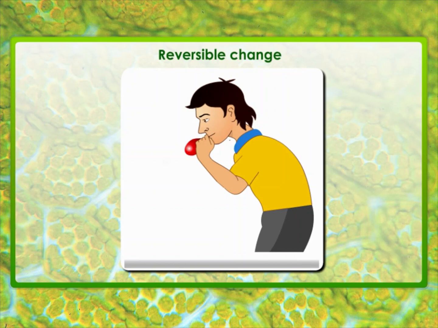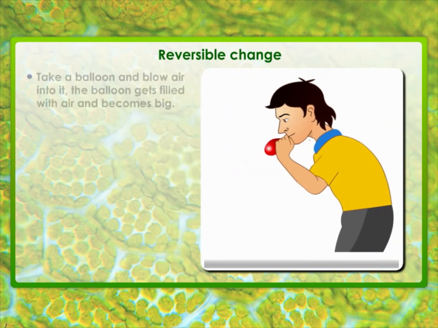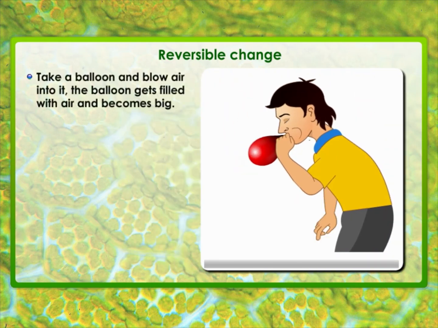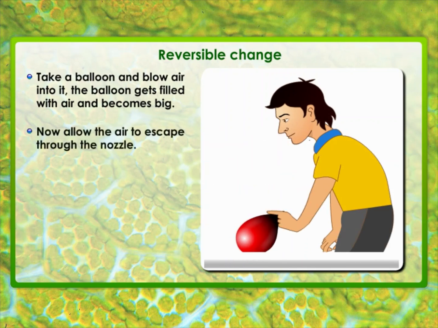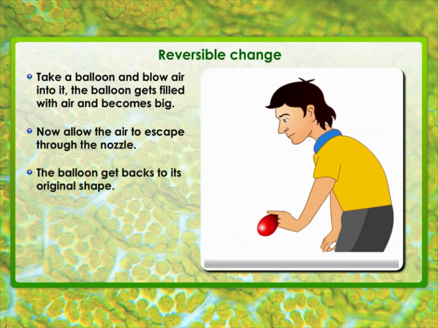Reversible change. Let us derive the definition of reversible change from certain examples. Take a balloon and blow air into it. The balloon gets filled with air and becomes big. Now, allow the air to escape through the nozzle. You will observe the balloon gets back to its original shape.